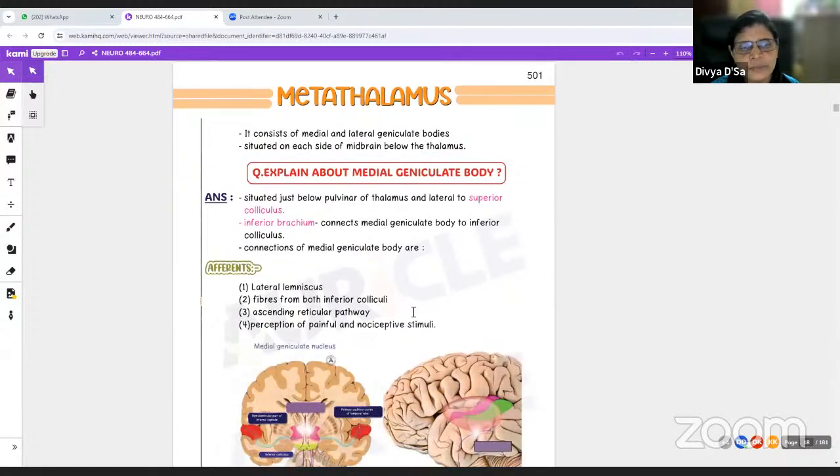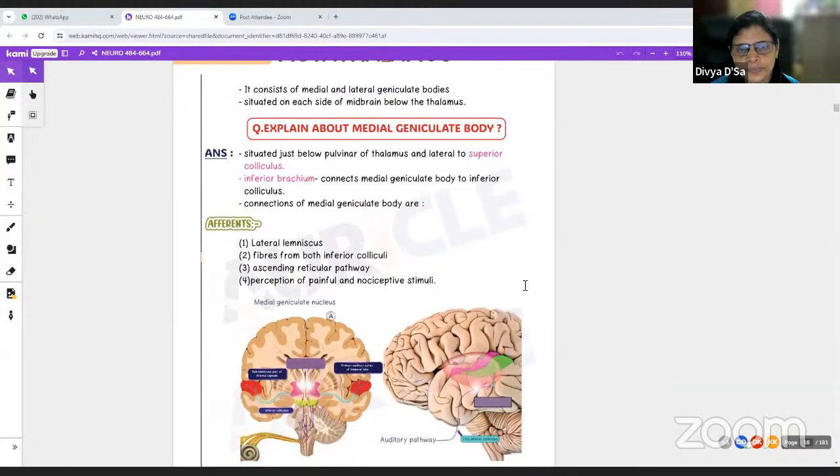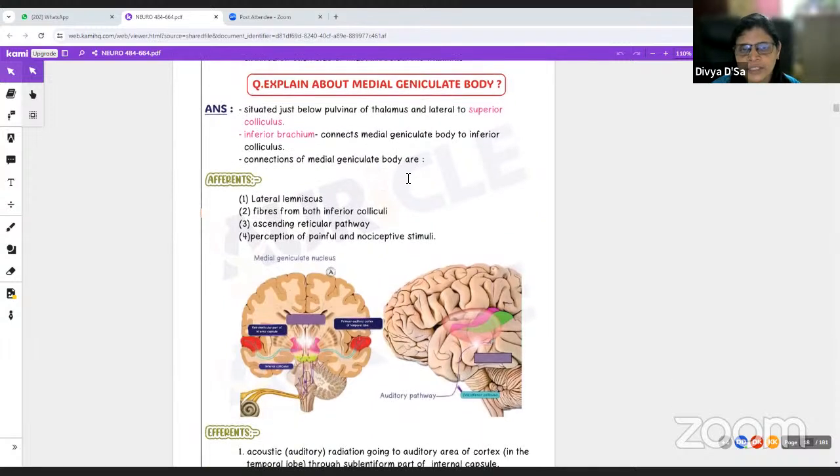Metathalamus. The metathalamus consists of the medial and lateral geniculate bodies. It is situated on either side of the midbrain below the thalamus. Now, medial geniculate body. What is this? It is situated below the pulvinar of the thalamus and lateral to the superior colliculus. The inferior brachium connects the medial geniculate body to the inferior colliculus.